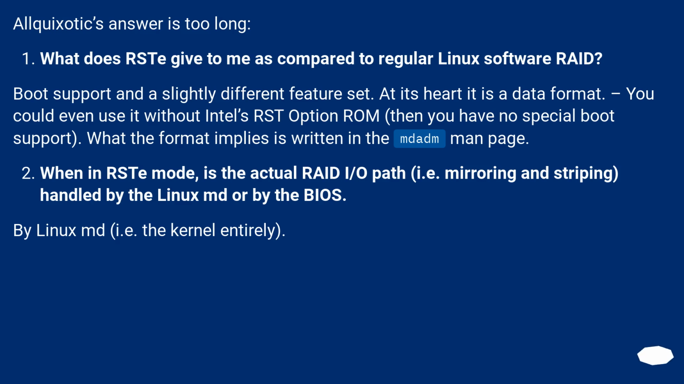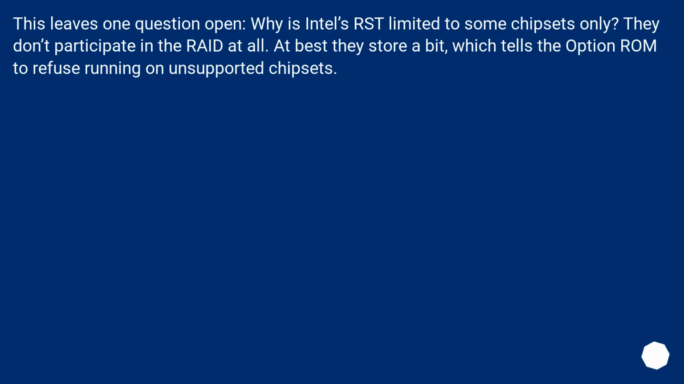When in RST mode, is the actual RAID I/O path, i.e. mirroring and striping, handled by the Linux MD or by the BIOS? By Linux MD, i.e. the kernel entirely. This leaves one question open: why is Intel's RST limited to some chipsets only? They don't participate in the RAID at all. At best they store a bit, which tells the option ROM to refuse running on unsupported chipsets.